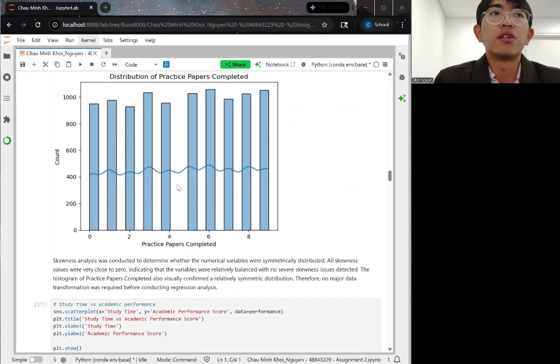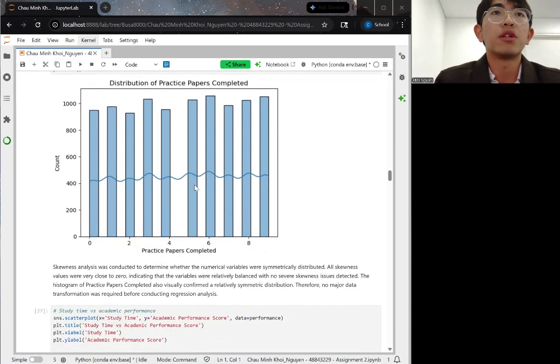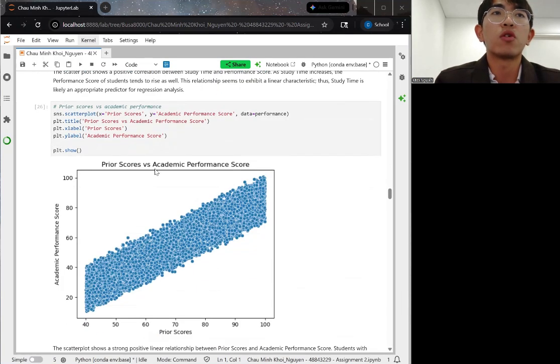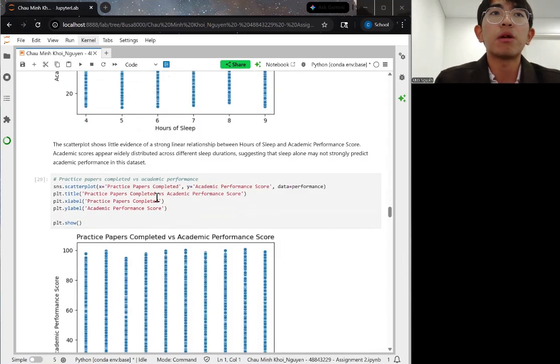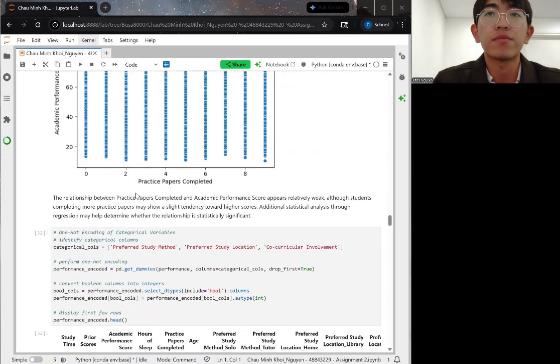I use scatterplots to examine the relationship between the numerical variables and academic performance score. Study time showed a moderate positive relationship with academic performance, while the prior score demonstrated the strongest positive relationship. Sleep and practice papers completed show weaker visual relationships, although they were still included for further regression testing.